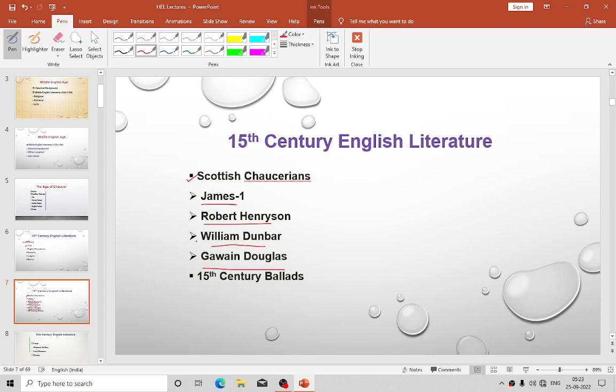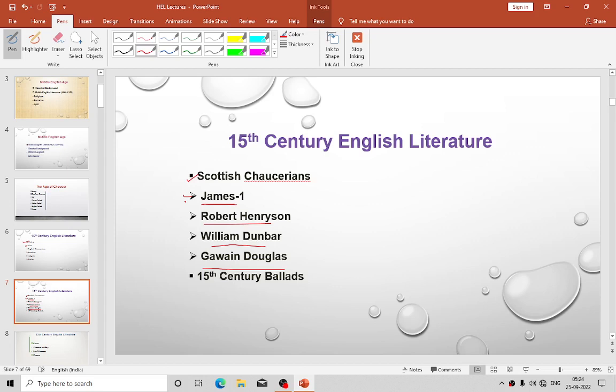Talking firstly about James I, his lifetime was 1396 to 1436. He was the first in point of time. He wrote the King's Quair, K-I-N-G apostrophe S, Quair, Q-U-A-I-R, in the seven-line stanza of Chaucer. It has since come to be called the Rhyme Royal. Yes, the seven-line stanza was called Rhyme Royal.